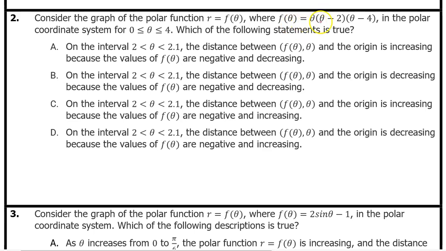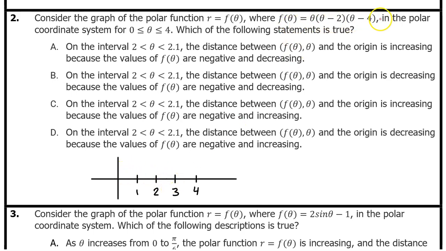Number 2. Consider the graph of the polar function r equals f of theta, where f of theta is equal to theta times (theta minus 2) times (theta minus 4) in the polar coordinate system on the interval from 0 to 4. Which of the following statements is true? All of the answer choices are about whether the point (f of theta, theta) is getting closer to the origin or further away. My strategy will be to make a quick rectangular sketch of f of theta.